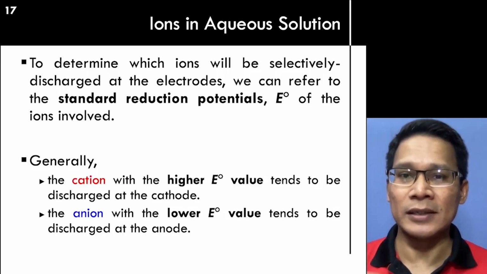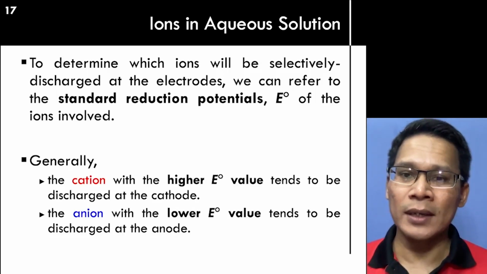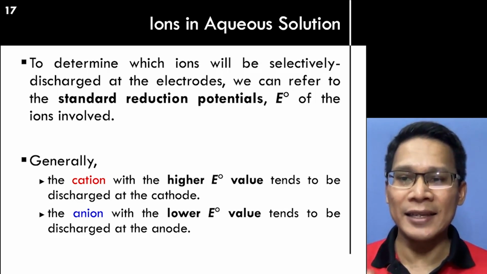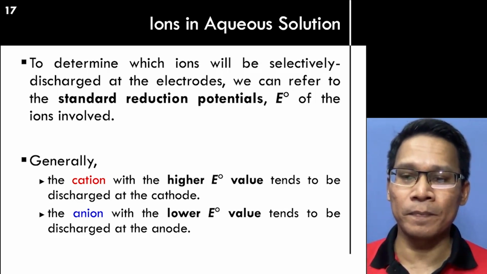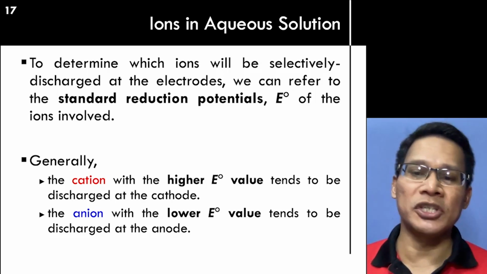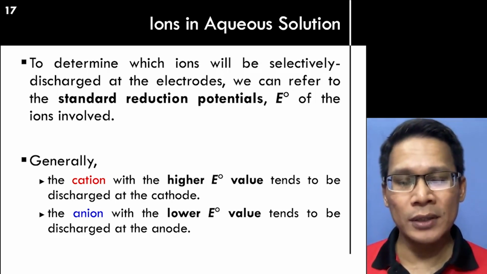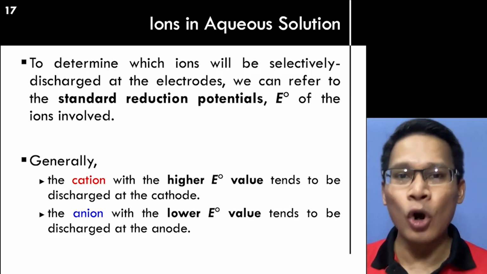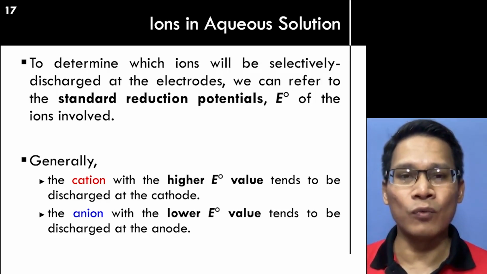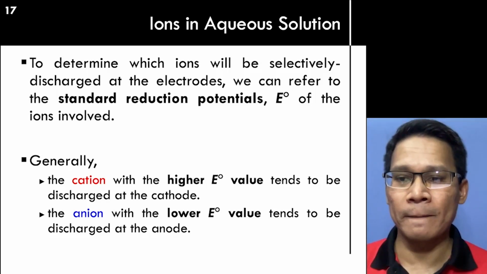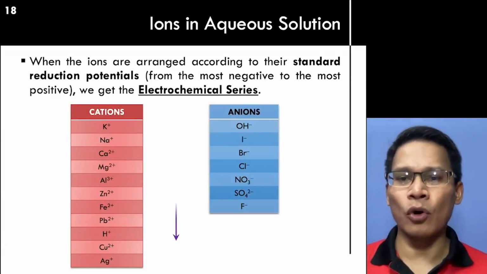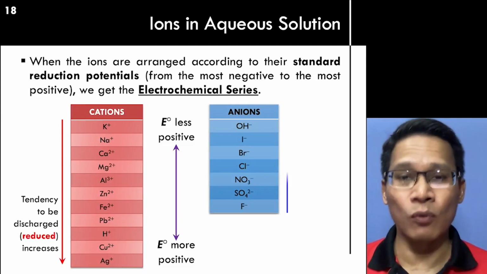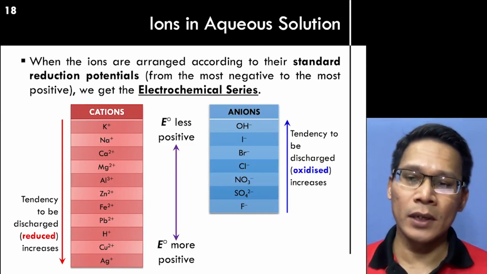Since reduction occurs at the cathode, the cation with the higher E0 value will be discharged there. Since oxidation occurs at the anode, the anion with the lower E0 value will be discharged there. And that, kids, is how your old electrochemical series was constructed.